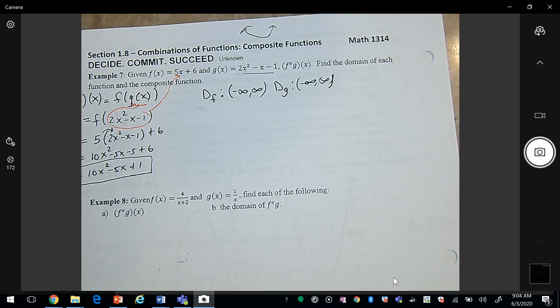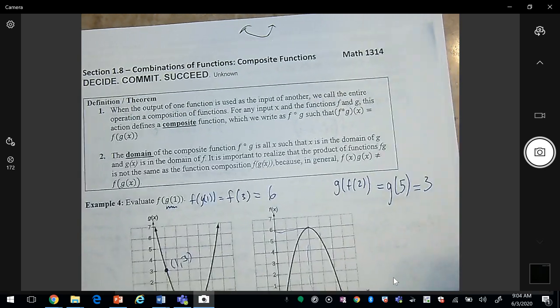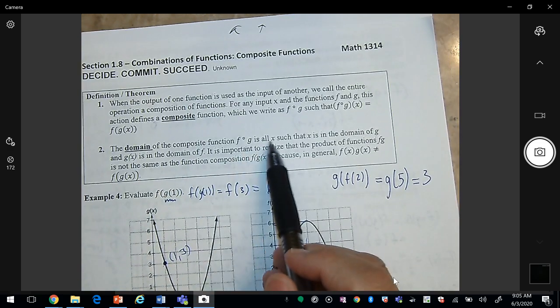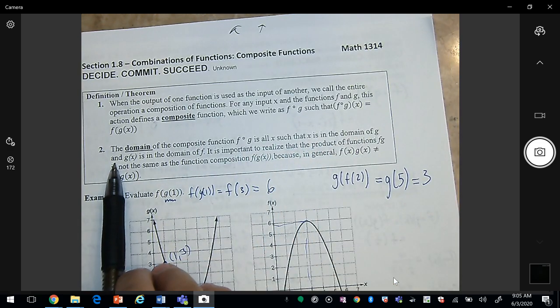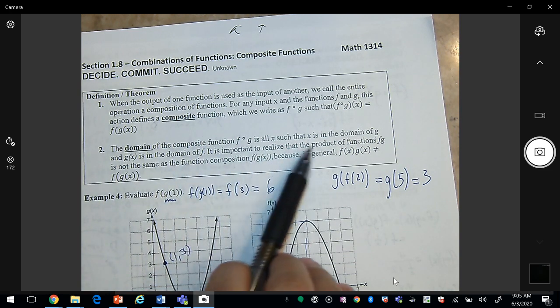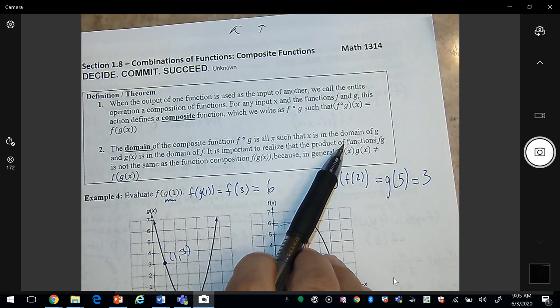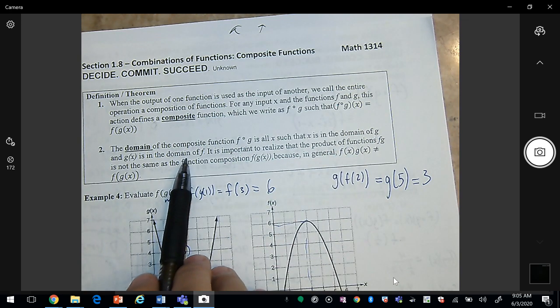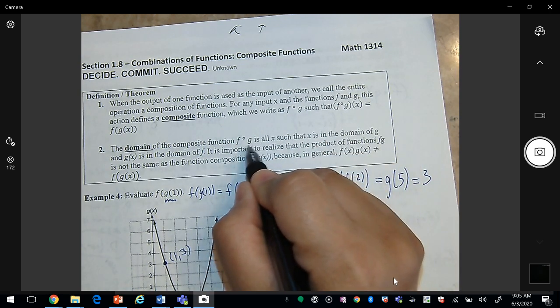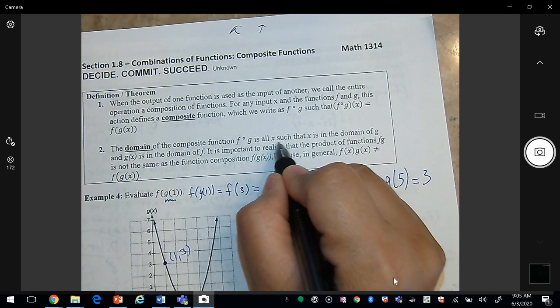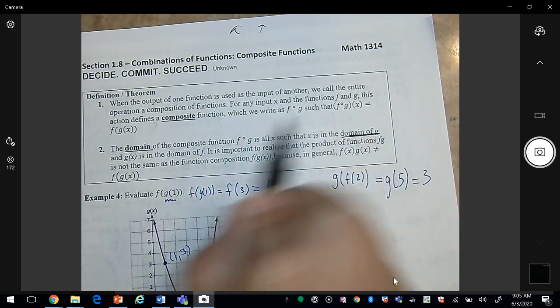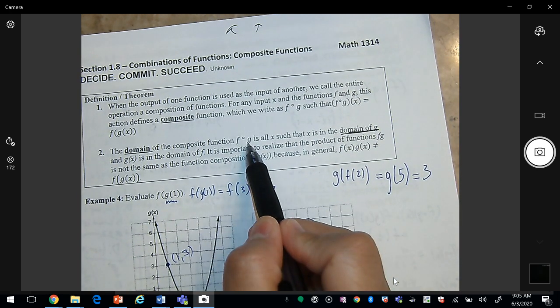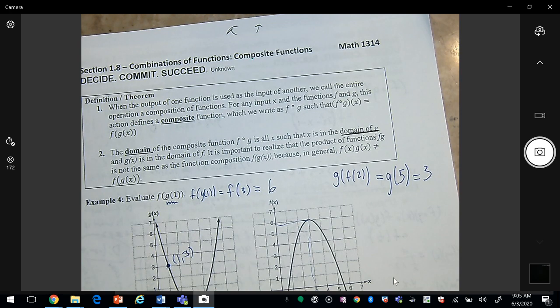And then it says to find the domain of the composition. So we look at the definition. The domain is x such that x is in the domain of g, and g of x is in the domain of f. It is important to realize that the composition f of g is not the same as g of f. Okay. So this is the important part. The domain is going to be x such that x is in the domain of g. So the domain of g, remember I said it's the second function that we have to take an extra look at.